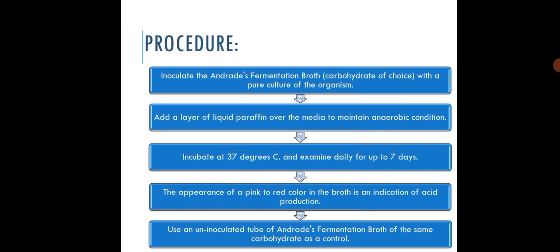Procedure: inoculate the ANDRADE'S fermentation broth containing carbohydrate of choice with a pure culture of the organism. Add a layer of liquid paraffin over the media to maintain anaerobic condition. Incubate at 37 degrees Celsius and examine daily for up to 7 days. The appearance of a pink to red color in the broth is an indication of acid production. Use an uninoculated tube of ANDRADE'S fermentation broth of the same carbohydrate as a control.